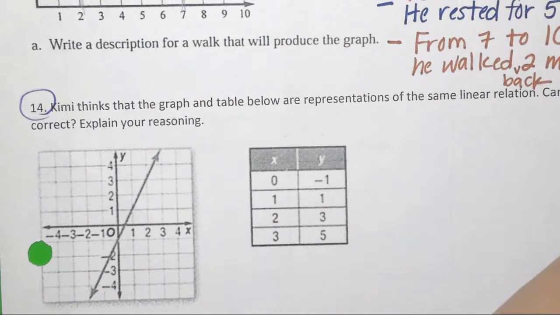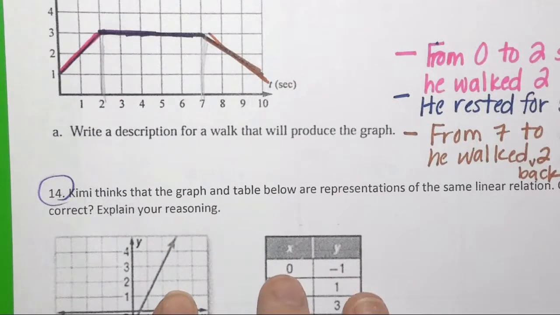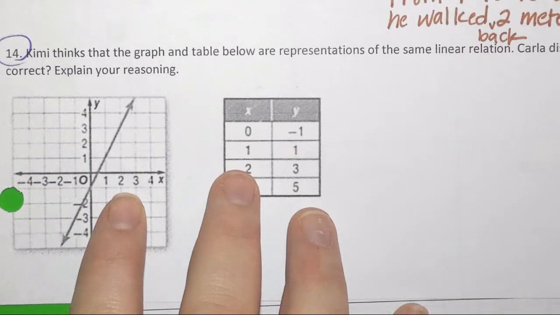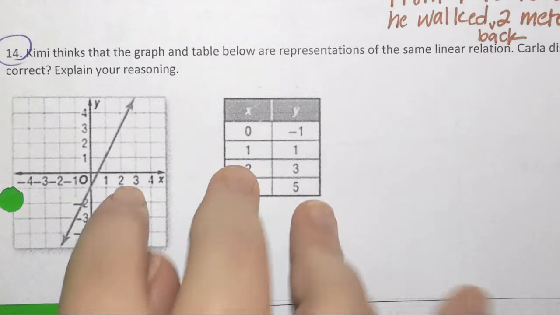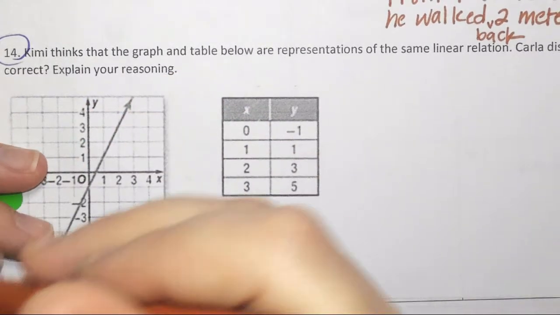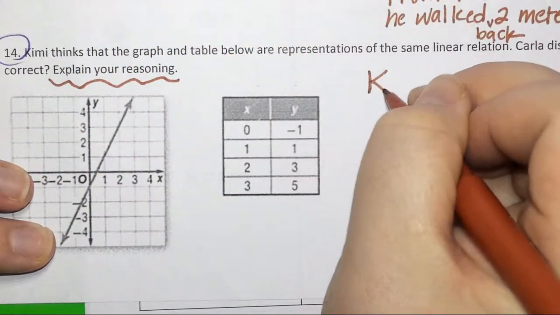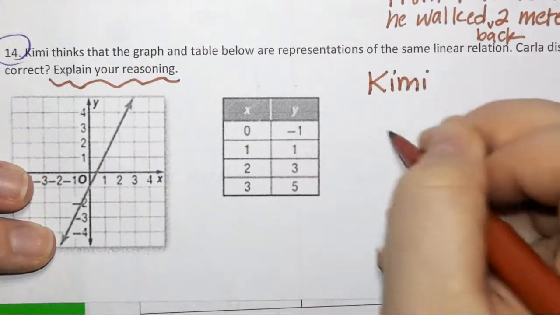Kimmy thinks that this graph and this table go together. They're the same linear representation. Carla disagrees. Who is correct? Kimmy is correct. And then, of course, the most important part, it says explain your reasoning. So if you can explain, you can get your point. I think there are 2 different ways to explain this.